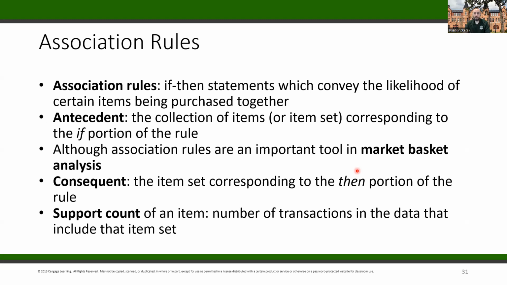So we're making it very clear by looking at items in a shopping cart, right? Things you bought in one transaction at a grocery store is going to be the example on this slide, and also the example on your problem set. So antecedent, this is the items corresponding to the if portion, meaning if I buy this item, then consequent, right?